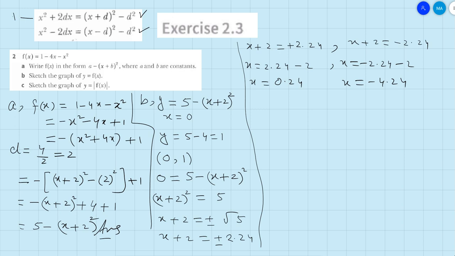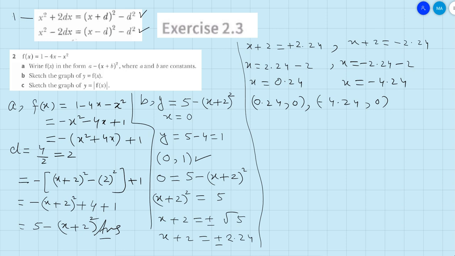So the other two points of intersection are 4.24 and y is 0, and minus 4.24 and 0. Now we have 3 points. One is 0, 1. The second one is 4.24 and 0. And the third one is minus 4.24, comma 0.